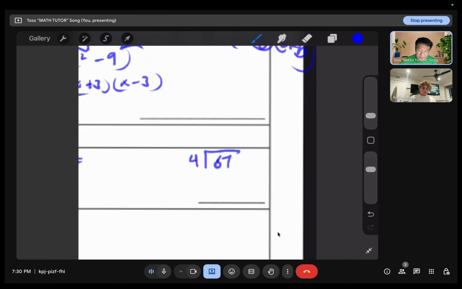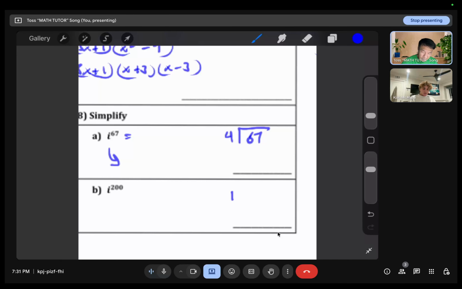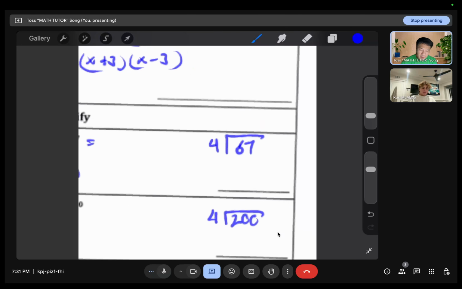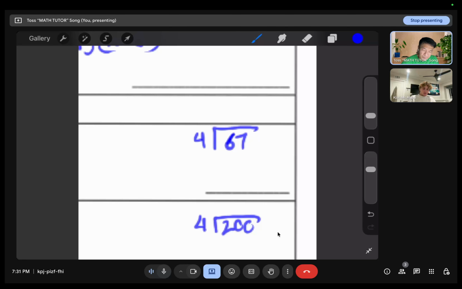But okay, let me show it to you. So always divide by 4 the exponent when you have i. Divide this by 4 and get the remainder. That's the answer. But you have to write, as the exponent, i to the remainder.